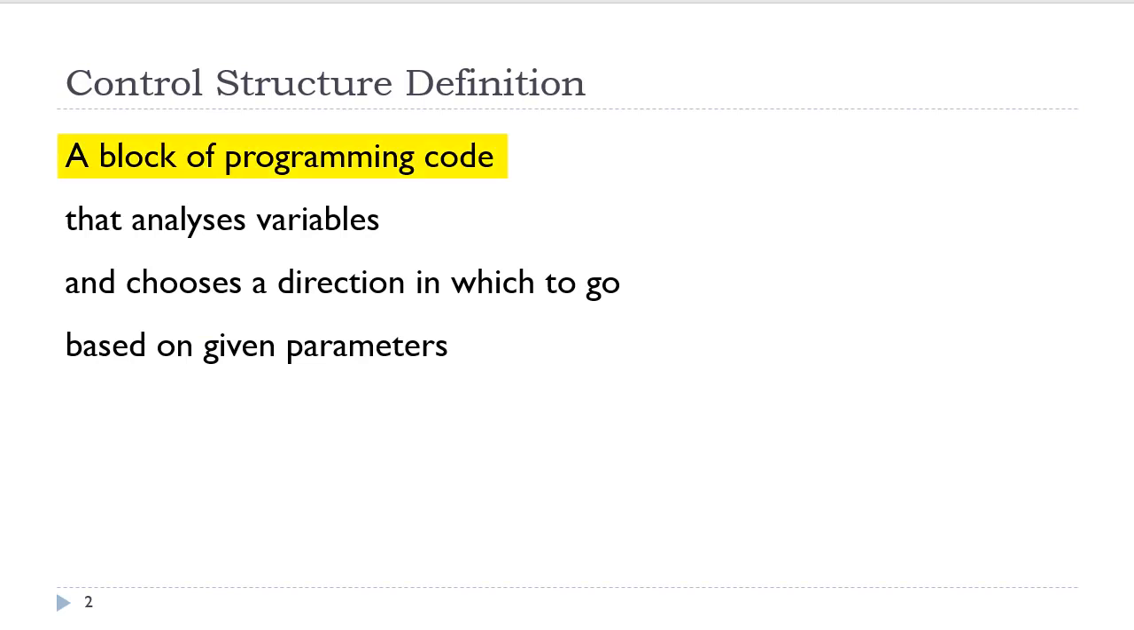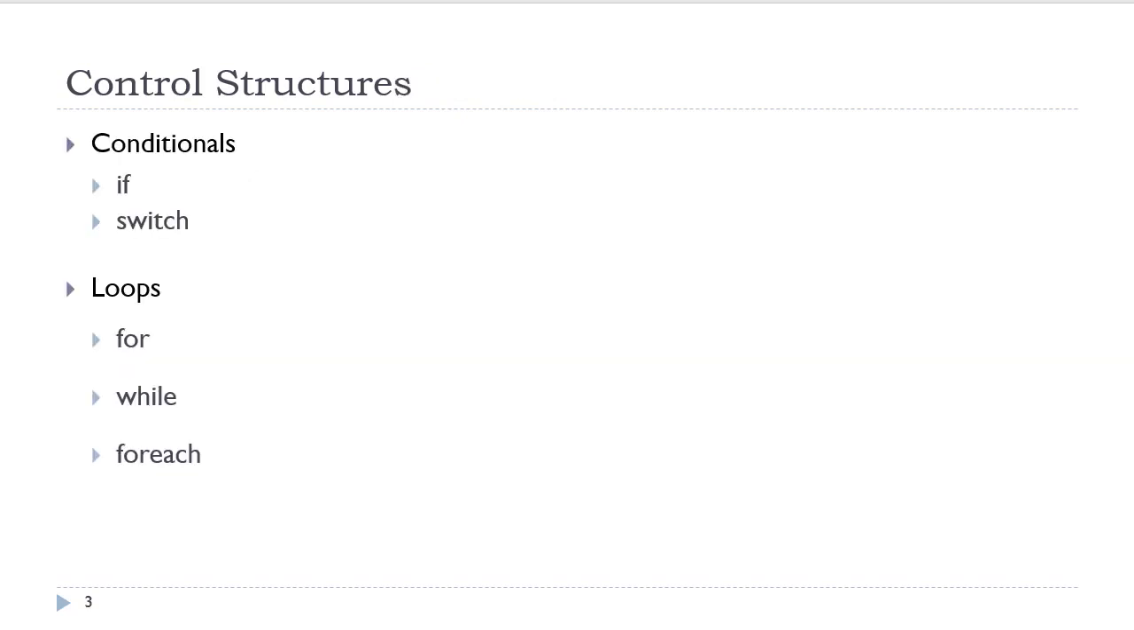A control structure is a block of programming code that analyzes variables and chooses a direction in which to go based on given parameters. So rather than just executing code from top to bottom, the code is executed based on analyzing certain conditions. In PHP, as in most programming languages, we have control structures known as conditionals and loops. In this class, we will look at the if conditional and the switch statement conditional.